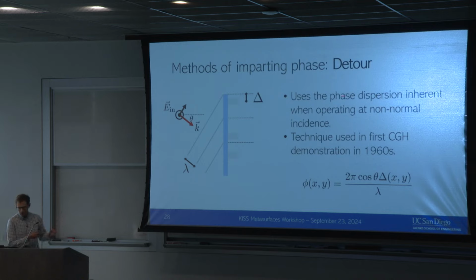The third way is what we call the detour phase. This one was used in the first computer-generated hologram demonstration. This one's kind of a hack. If you have light that comes in at an incident angle, or if you're observing at an incident angle, the incident wavefront will be phased just because of the tilt angle. It will be zero here and 2 pi here. And if we place a scatterer or a hole anywhere in there, just by linearly controlling its position, we can control the phase. This one is not very popular, but it's very straightforward to understand.